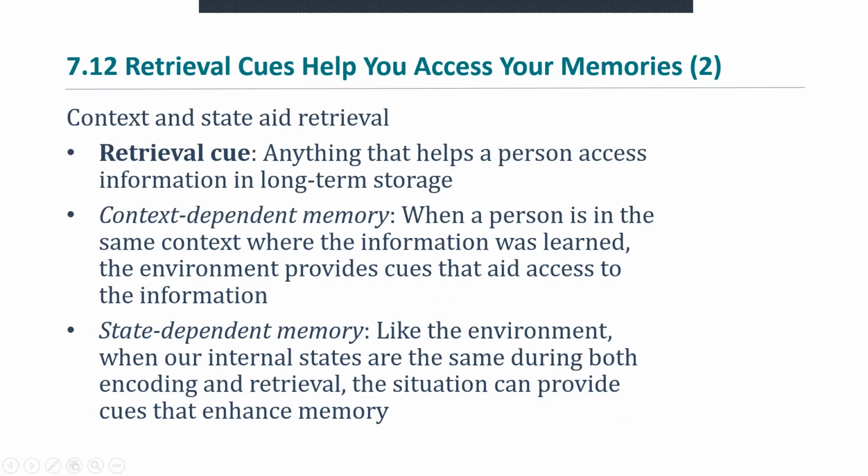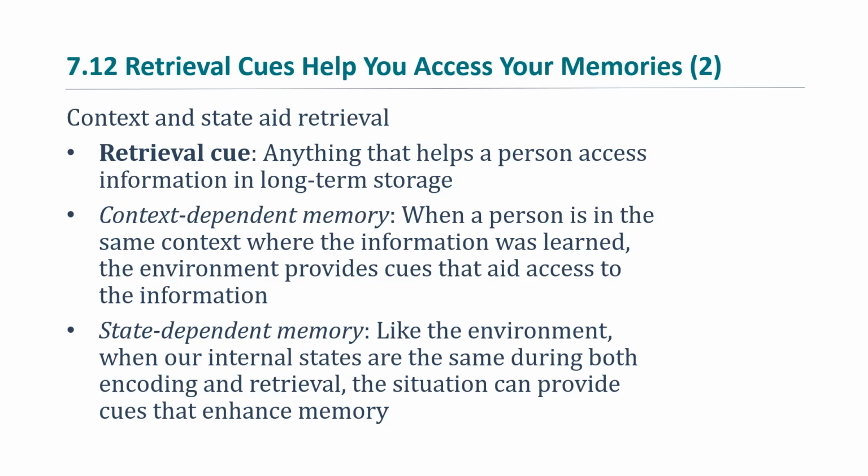Many types of forgetting are actually failures of retrieval. It's not that the memories aren't there. They may be there, but you just can't retrieve them. Using retrieval cues can help you to access your information in long-term memory. So a retrieval cue is anything that helps a person access information in long-term storage. In general, we're more likely to remember something when the conditions present at the time we encoded it are also present at the time of retrieval.